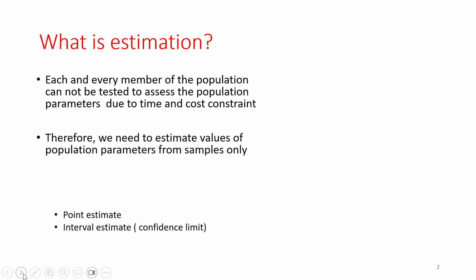That is, we will take some samples and we will assume that these samples are representative of the population, and then we will try to find out the parameter of the sample, and from those values of the parameters we will try to estimate the population parameter.